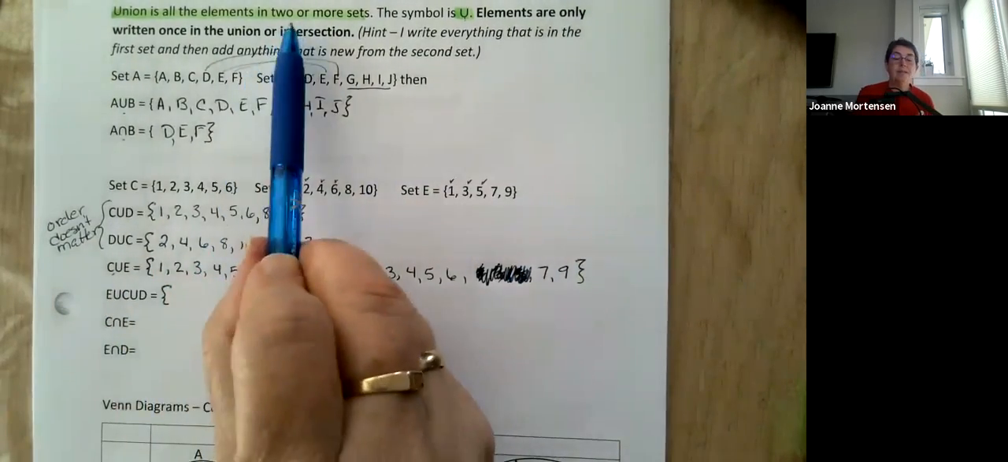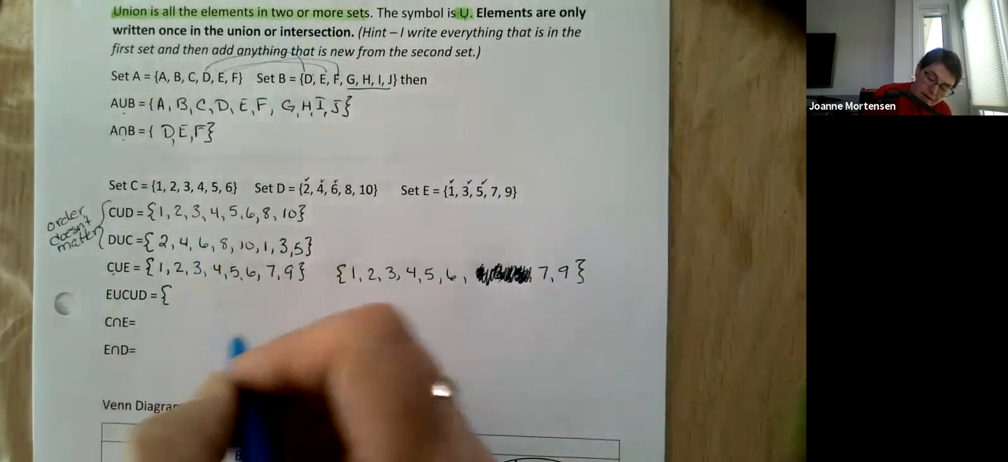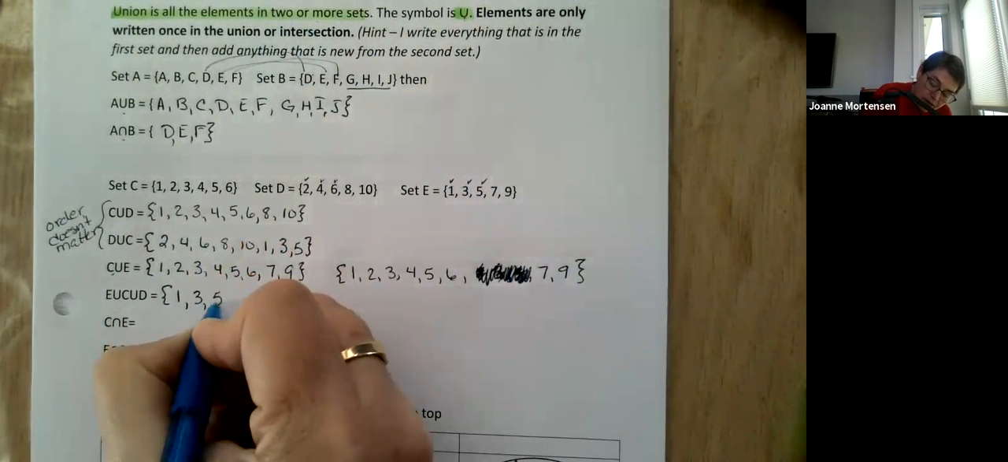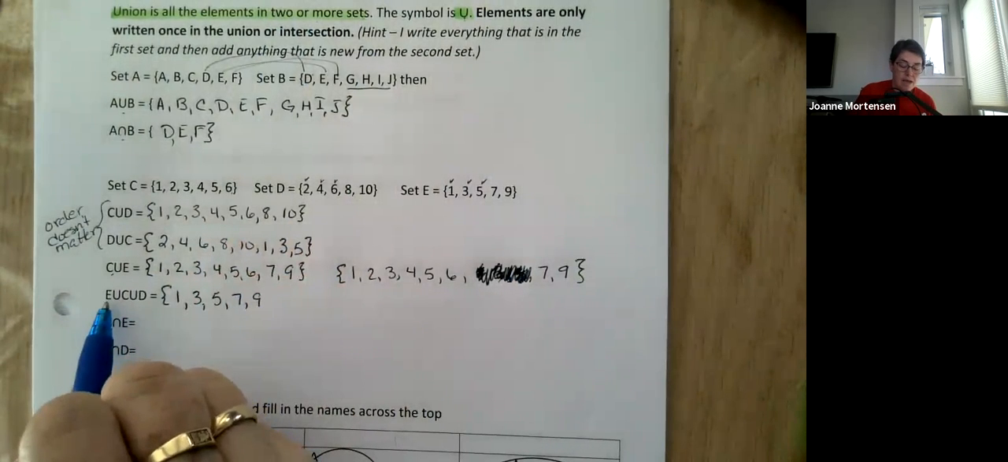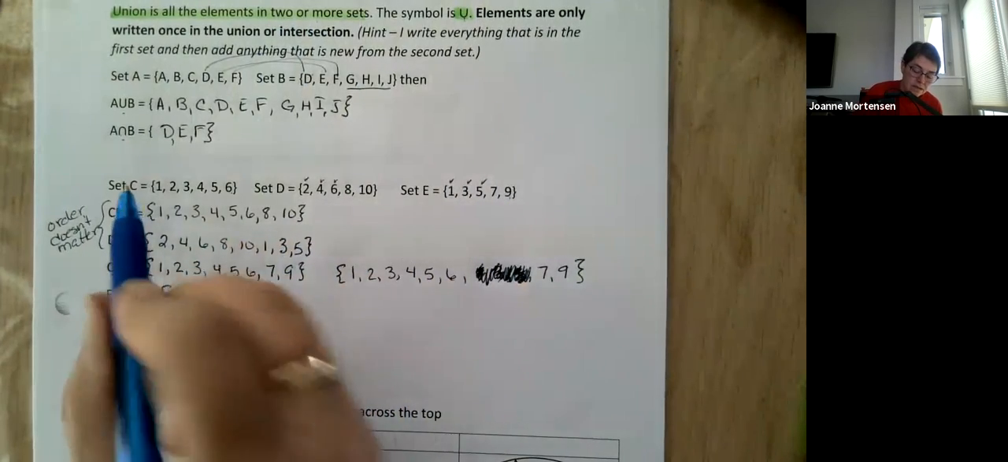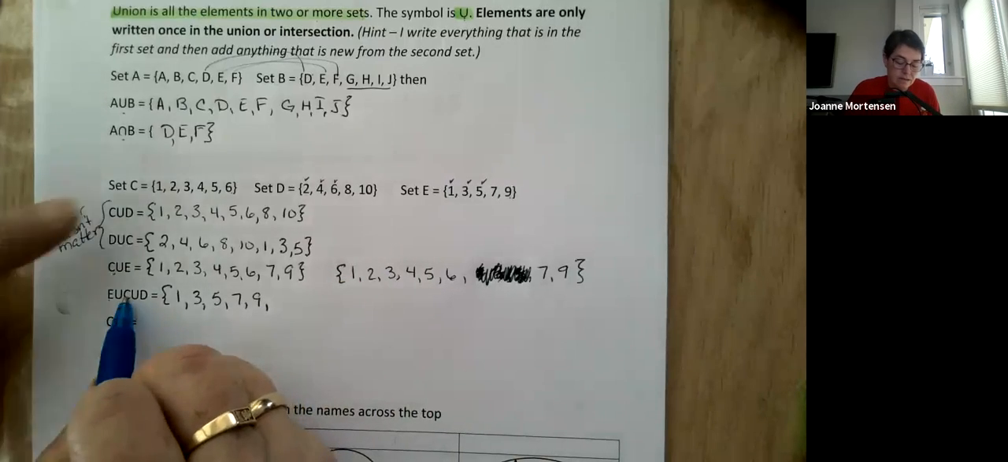So this is me demonstrating the part about two or more sets. All right, I'm going to do it the same way. So 1, 3, 5, 7, 9. So that was everything in E. Now I want to do C. Let's look at what's new. So C is this one.